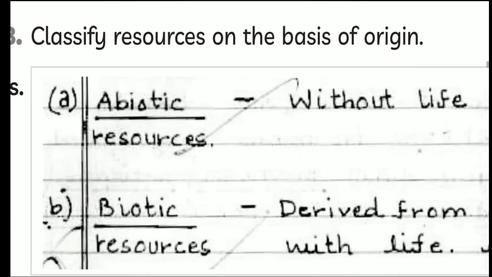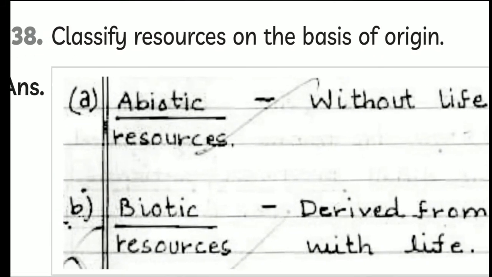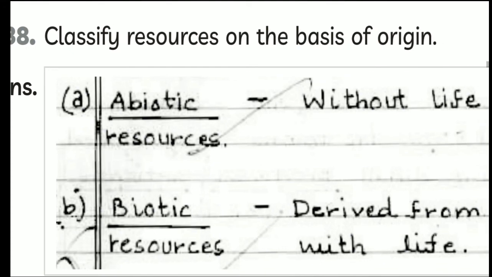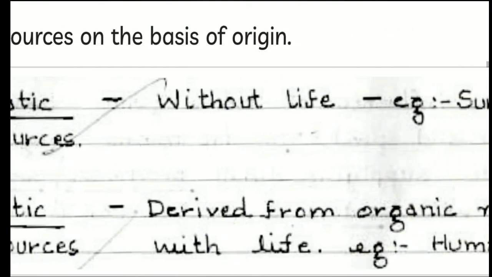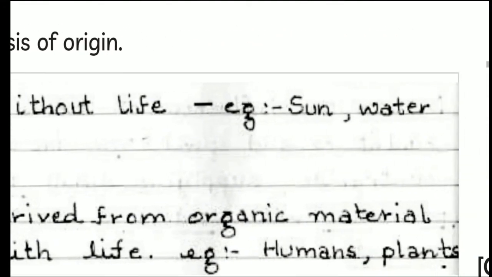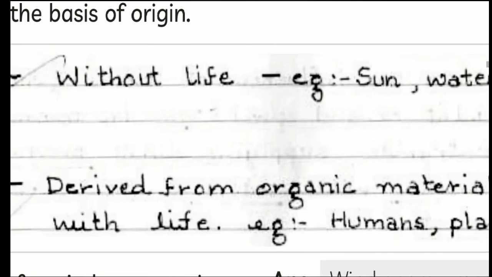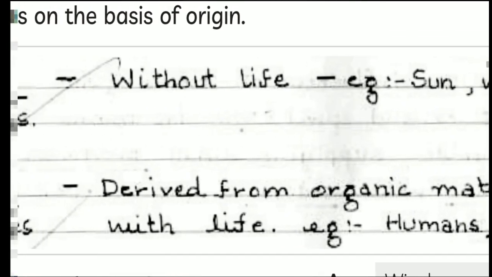Now here a topper's answer is given. Classify resources on the basis of origin. First, we know that on the basis of origin, resources are classified into two types, biotic and abiotic. So we will know about abiotic: without life, example sun and water. So you can see how to write the answer.